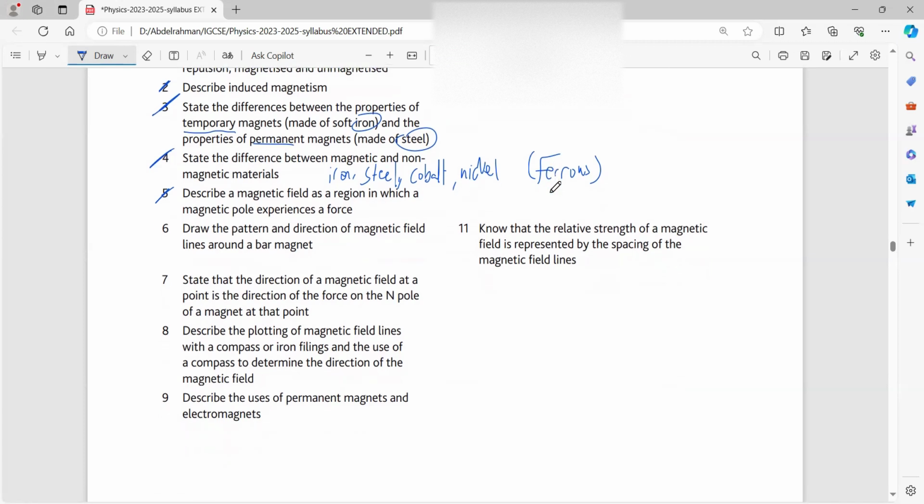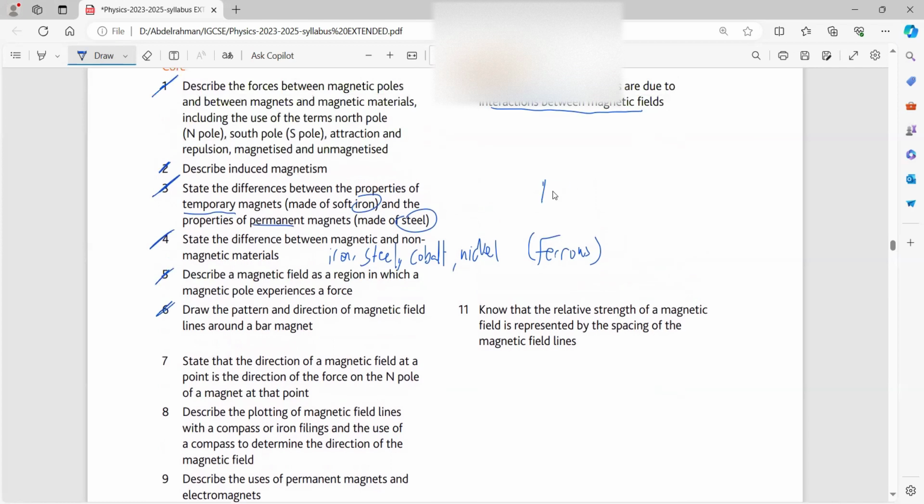Draw the pattern and the direction of magnetic field lines around the bar magnet. We know how to draw the magnetic field around the bar magnet. If this is a bar magnet, north and south, the field lines go from the north all the way to the south.